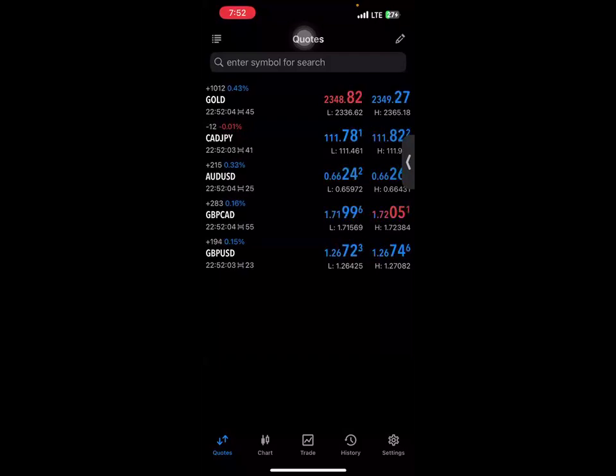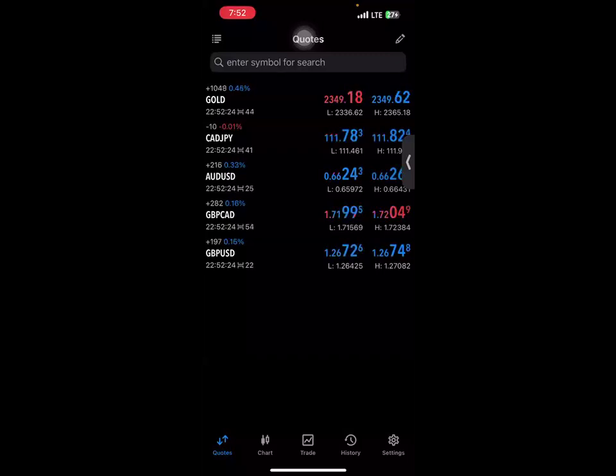So guys, this is literally how to search for any currency pair that you've been given, whether gold, GBP USD, XAU USD, AUD USD, no matter what currency. That is literally how you're going to search.